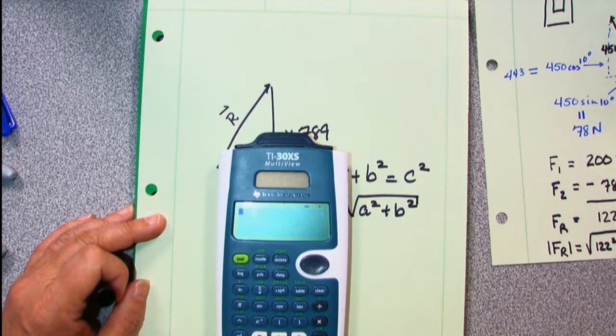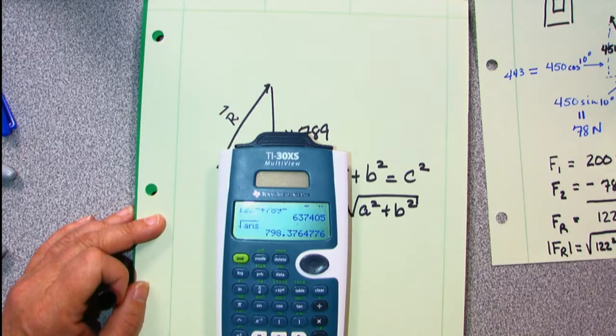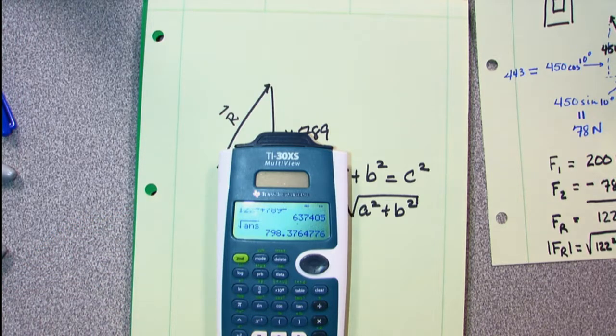So I could do it like this: 122 squared plus 789 squared gives me that. Then do a second function, square root, second function of the answer, and go in. So there's another way to do it. You can use your parentheses depending on your calculator. You've got to know how your calculator manipulates the numbers. You also have to remember order of operations.